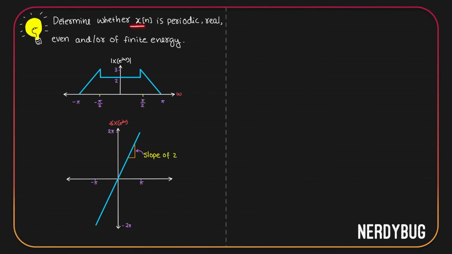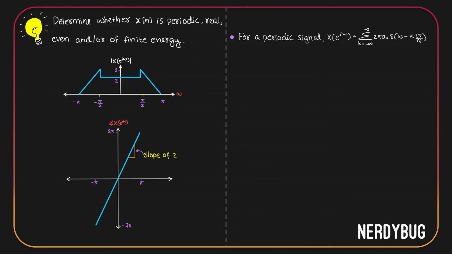Let us now solve a problem based on this. We have to determine whether the signal x of n is periodic, real, even, and or of finite energy. X of n is not given, but magnitude of its Fourier transform is given. Phase of its Fourier transform is also given.